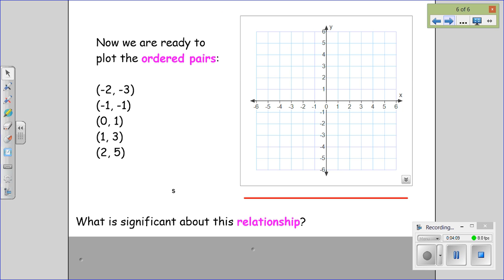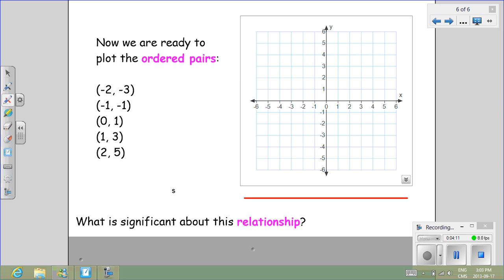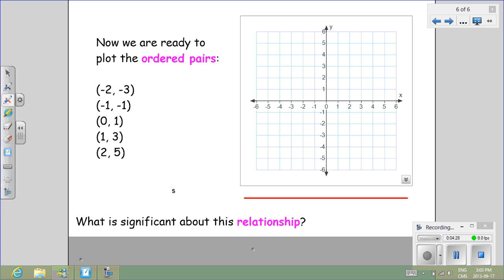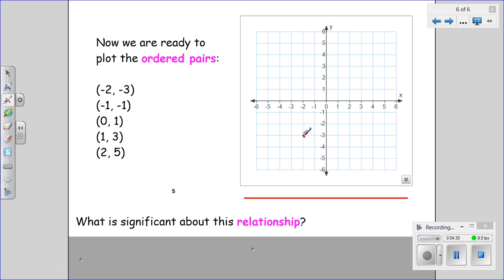Now we're going to graph it. So we've got a bunch of ordered pairs. Now remember, we always start at the origin, so our first point is -2, -3. So we're going 2 to the left is 0, 1, 2, and down because the y is negative, down 3. So there's 1 point right there. We've got the point -1, -1, so we start at 0 again at the origin. We go left 1, down 1. We've got another point there.